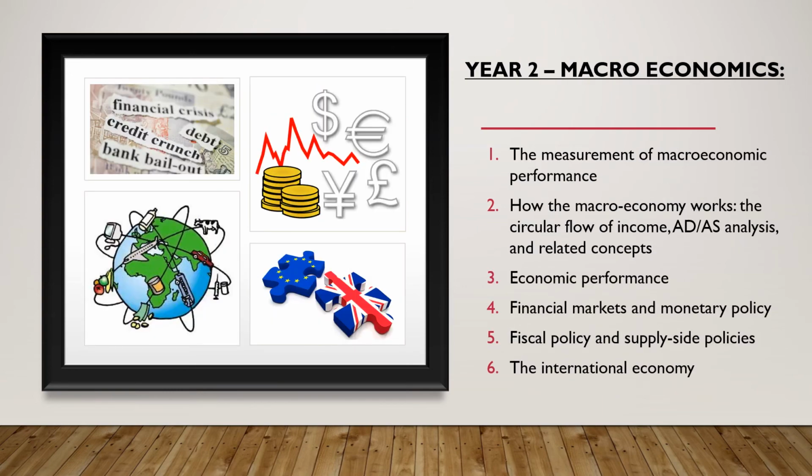In year 2, the macroeconomic topics build on much of what has been covered at AS. There are also 2 significant areas that are different. The first being financial markets. This explores the financial crisis that took place in 2007 and the subsequent global recession that also occurred. And then in Unit 6, the international economy looks at international trade, the role of trade versus protectionism, and also the globalization of the world economy.